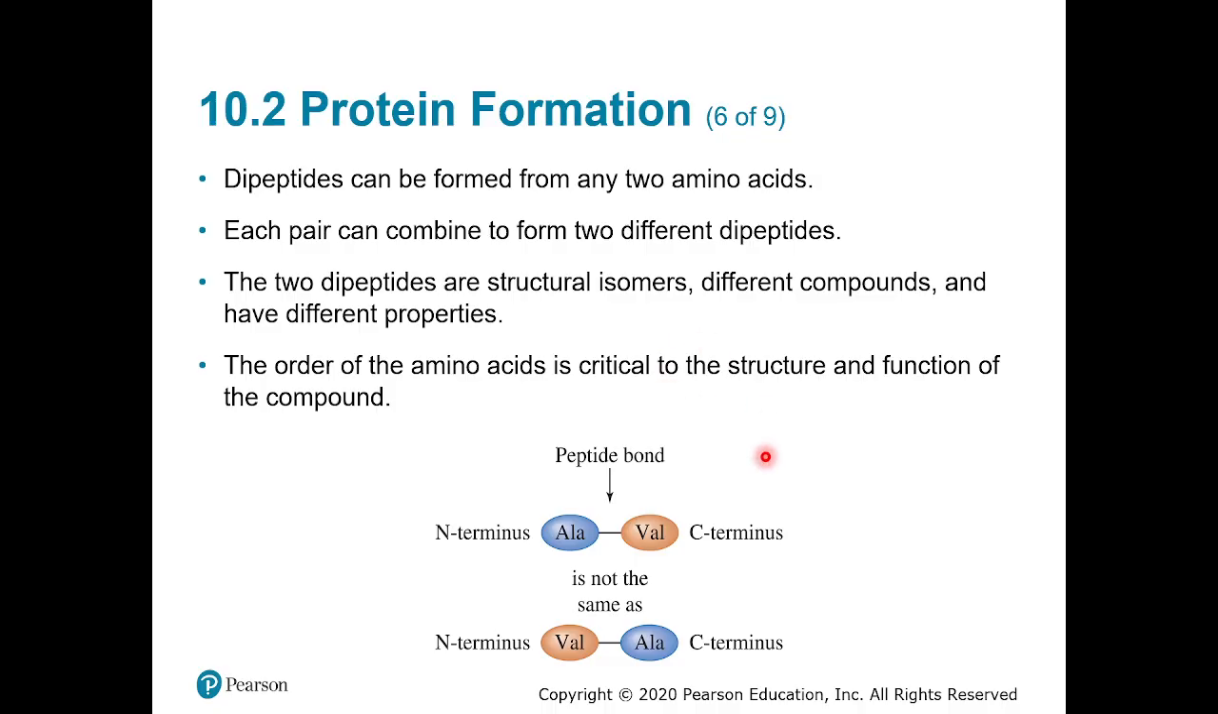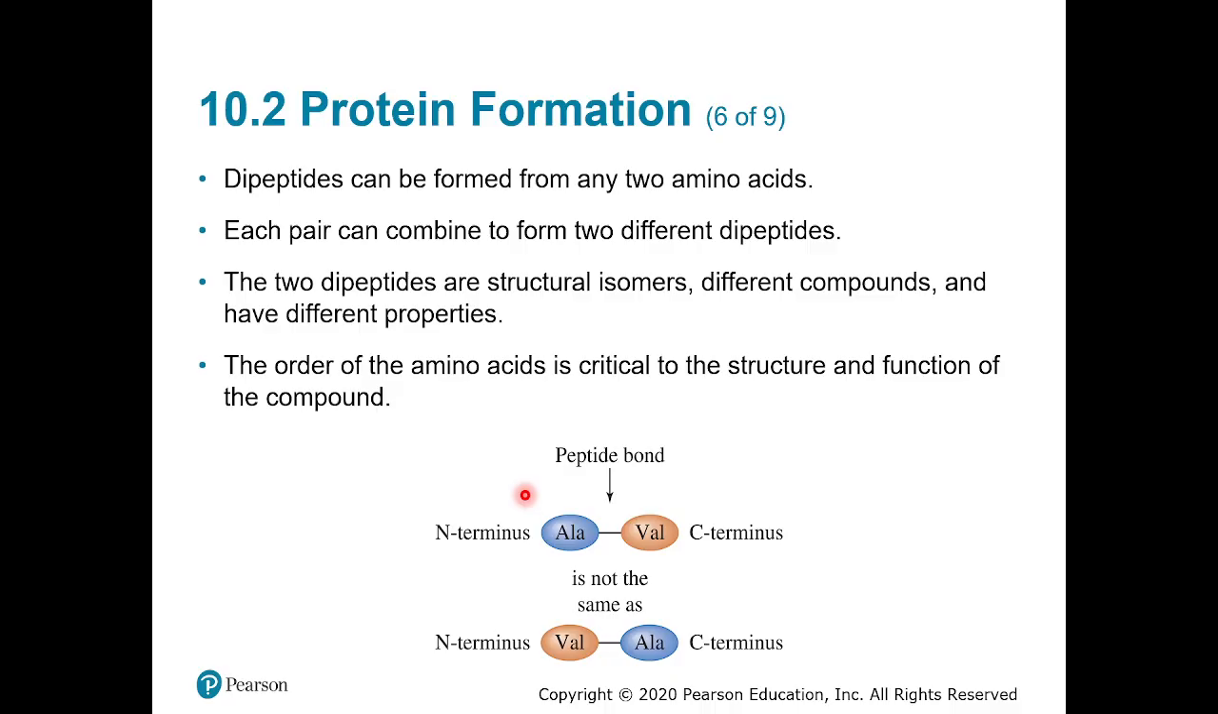So again, dipeptides are going to be formed from 2 monomers, and so that's going to be 2 amino acids. Each pair can form 2 different dipeptides depending on which is at the N-terminus and which is at the C-terminus, right? Which one's first, which one's last. The 2 dipeptides are going to be structural isomers, that is, different compounds that give different properties. The order of the amino acids is actually critical to the structure and the function of the compound. It's not the only thing that's important, but it is the first step that you have to understand a protein at all.